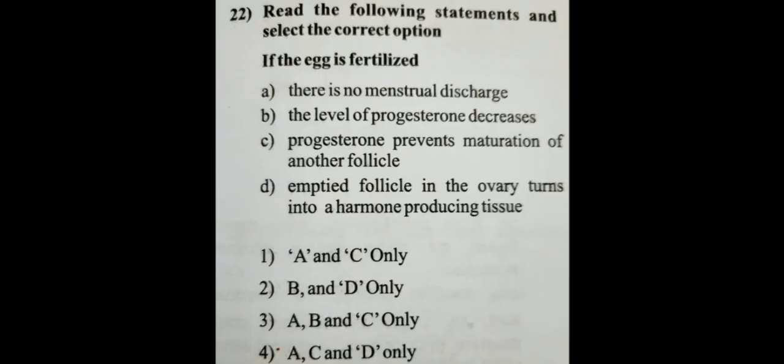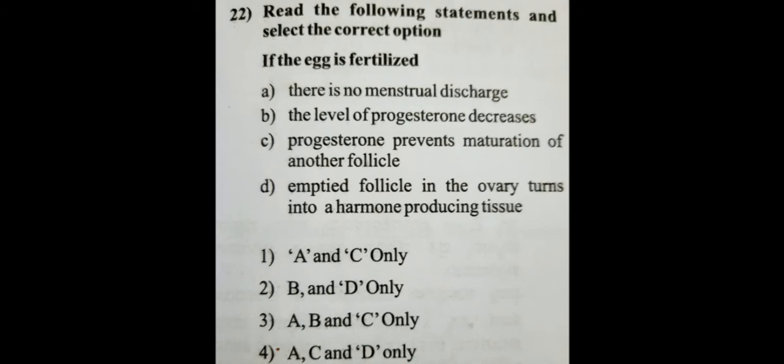22nd. Read the following statements and select the correct option. If egg is fertilized, so what will be the result? There is no menstruation discharge. Yes, this is correct. The level of progesterone decreases. No, it is wrong because progesterone increases. So B is wrong.